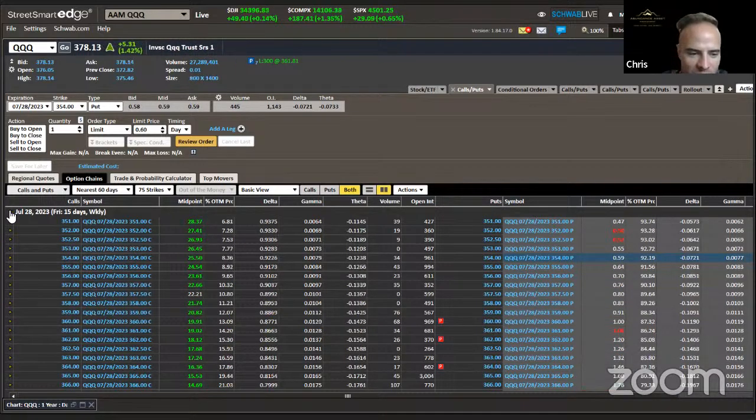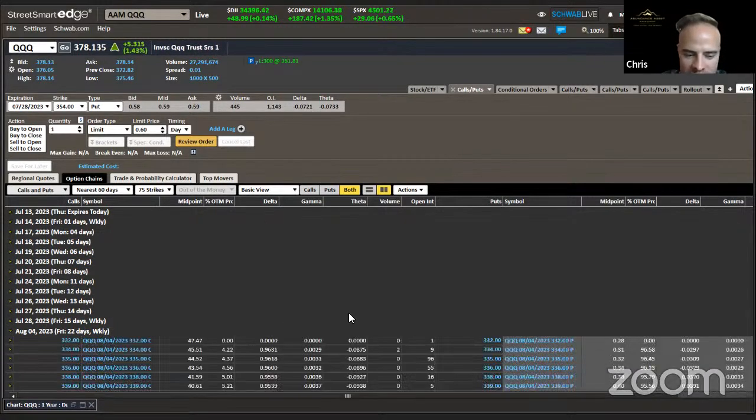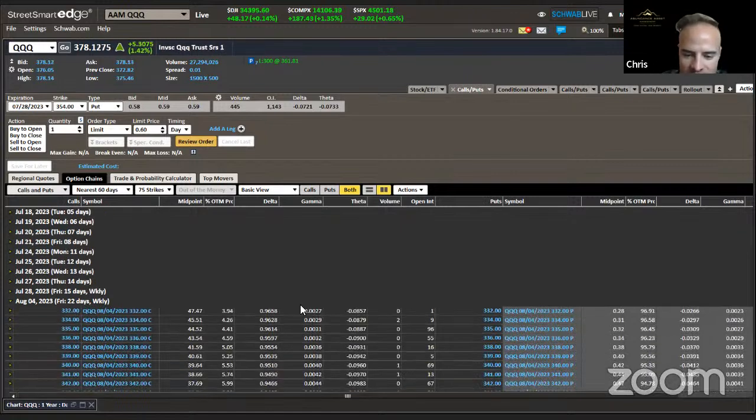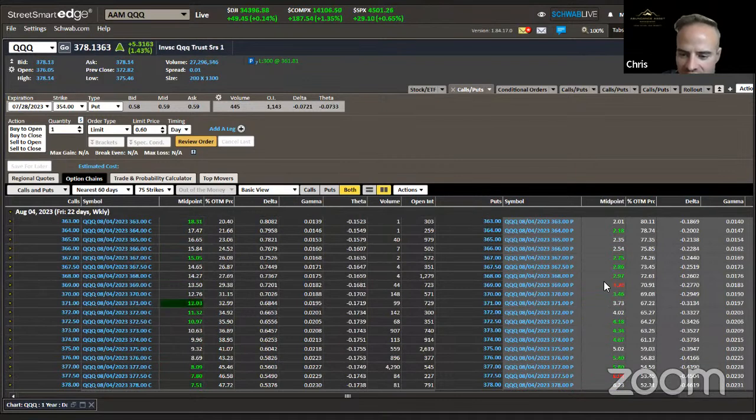And we're just going to place a new trade. So we're going to look out to August 4th. This is how we look at our stock options. We're going to sell a put at a $369 strike price, and we're going to get paid $3.21 per share. How we're going to do that is up here.